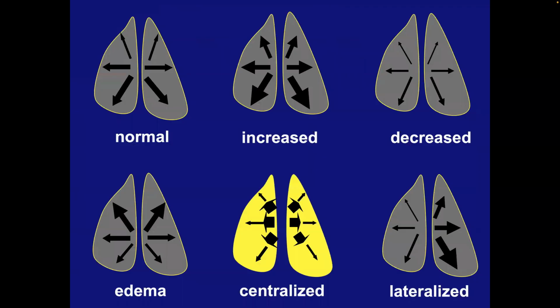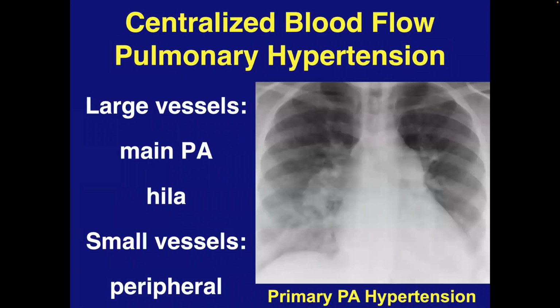Another pulmonary blood flow pattern that I can see is a centralized blood flow pattern, whereby the main pulmonary artery and the hilar vessels are big, but then the peripheral vessels are normal to small in size, so that the vessels rapidly prune as they go out toward the periphery. This is the pulmonary blood flow pattern that we see in pulmonary hypertension.